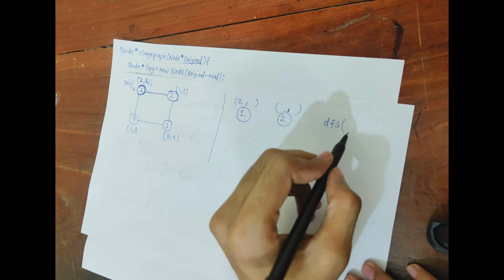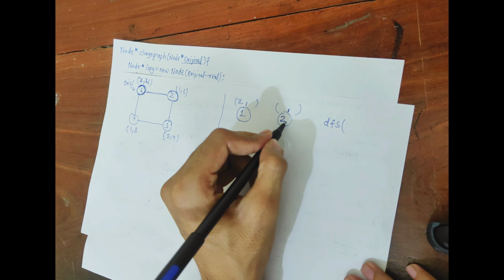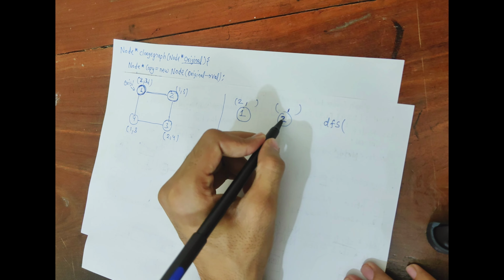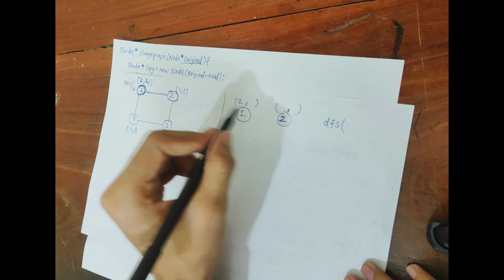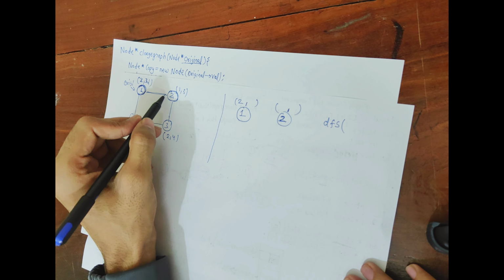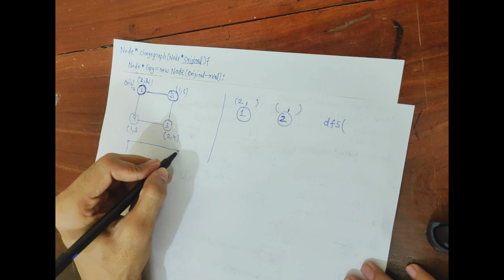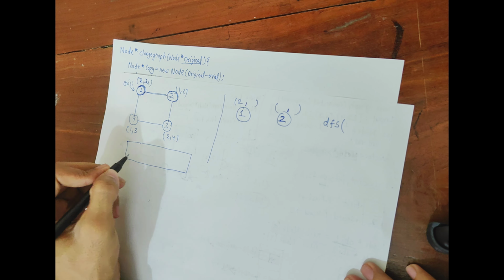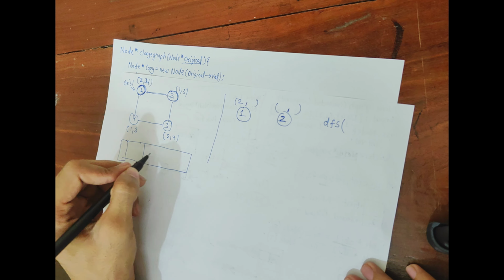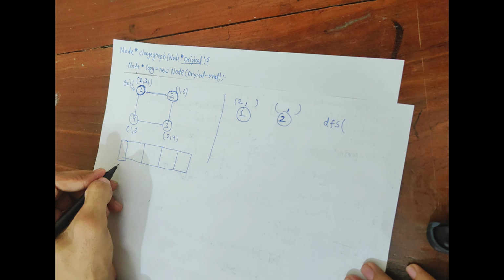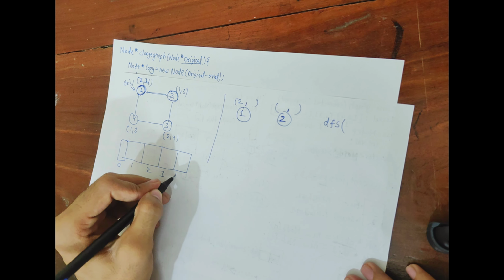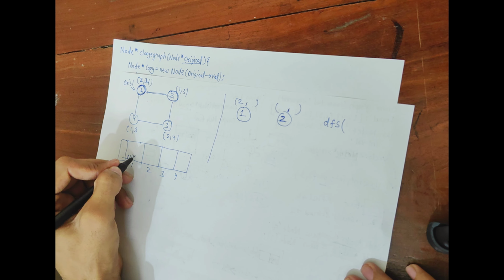Right, now I am at this point, and I will check 2's neighbors. 2's neighbors are 1 and 3, and along with that I need to create the visited vector too: 0 1 2 3 4. Initially I will set it to null.